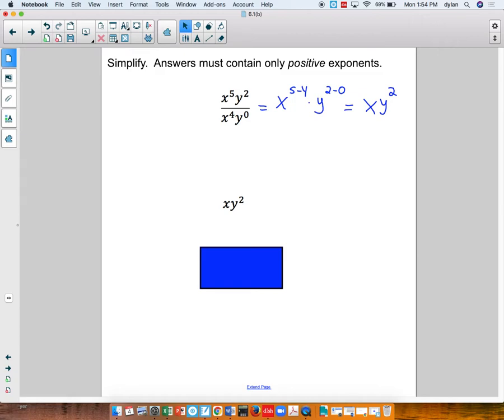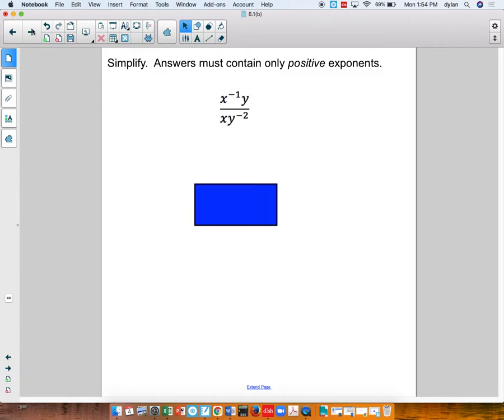All right, our next problem here. We have x to the negative first y over x y to the negative second. So again, we're using division rules. So we've got x to the negative 1 minus 1, because x on the bottom has an exponent of 1. And then we have y to the first minus negative 2. So this is the same thing as x to the negative 2 y cubed.